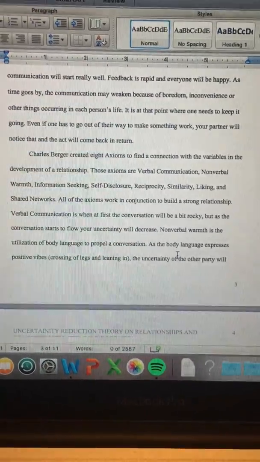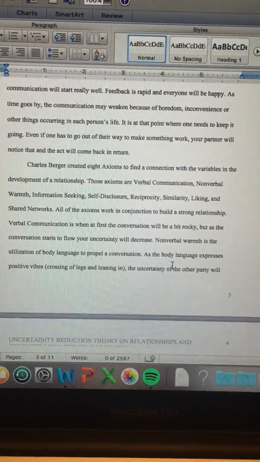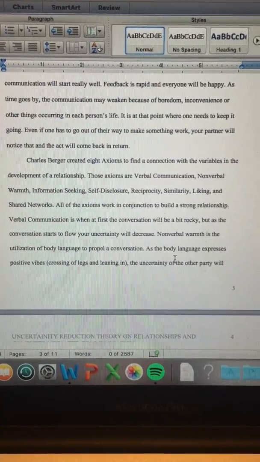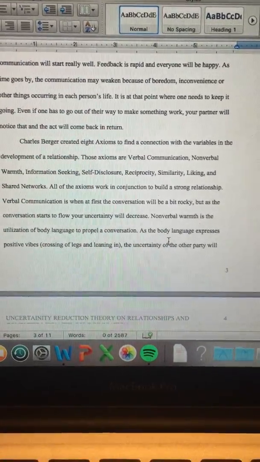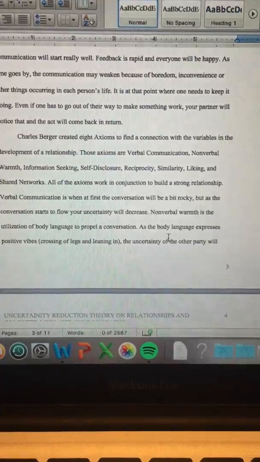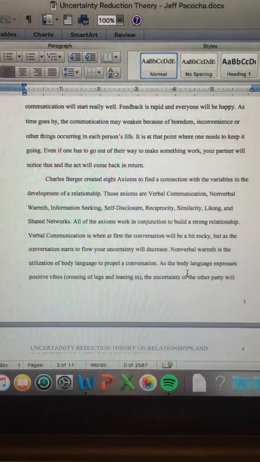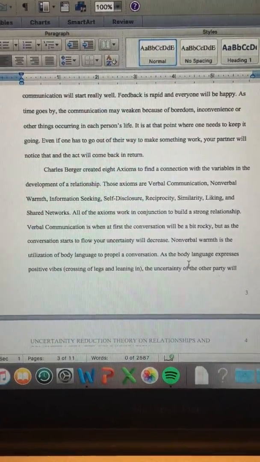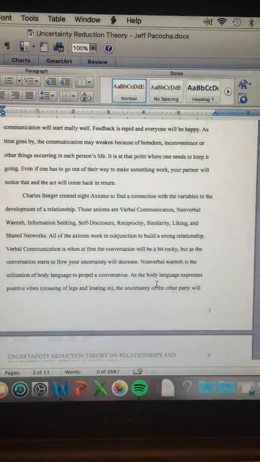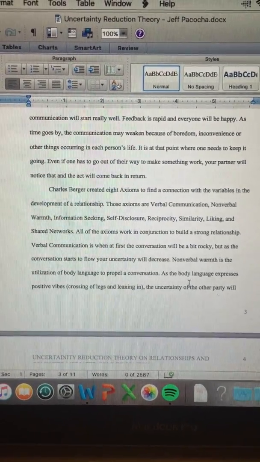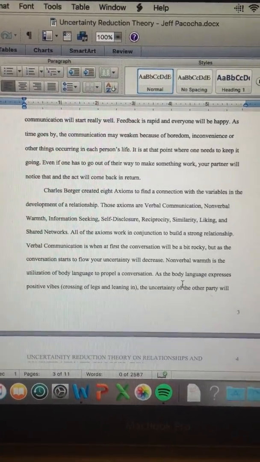So with verbal communication, it's exactly what it is. You're using your words to communicate and send messages to the receiver, and hopefully that receiver takes it in and then they'll send the message back to you. Nonverbal warmth is a fancier way of saying nonverbal communication, using your body language and other nonverbal messages. That also relays messages to other people and that significant other, and again, hopefully they receive it and they can learn from you off of your nonverbal as well.